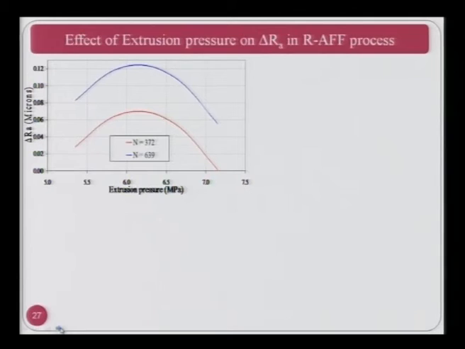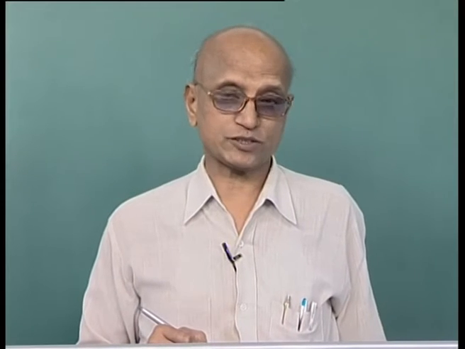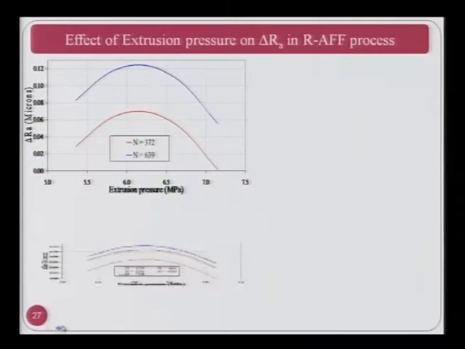Effect of extrusion pressure: you can see delta Ra again is affected by the extrusion pressure, and again there is an optimum value of extrusion pressure, beyond which if you increase it, delta Ra starts decreasing. As was explained earlier also, deep indentation leads to lower improvement in surface finish, and sometimes it may lead to even deterioration of the surface finish if very high extrusion pressure is used.